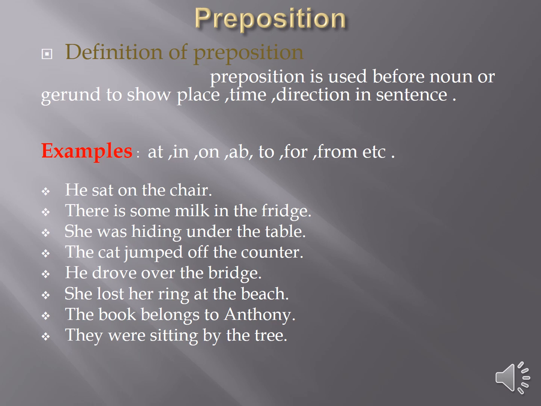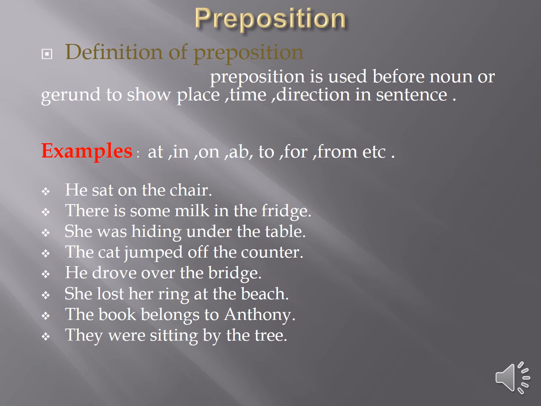For example, children, he sat on the chair. What is the preposition here? He sat on the chair. So on is the preposition here. There is some milk in the fridge. In is the preposition here. She was hiding under the table. So under is the preposition here. The cat jumped off the counter. Off is the preposition here.